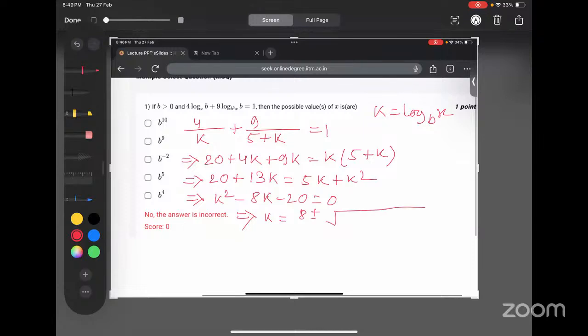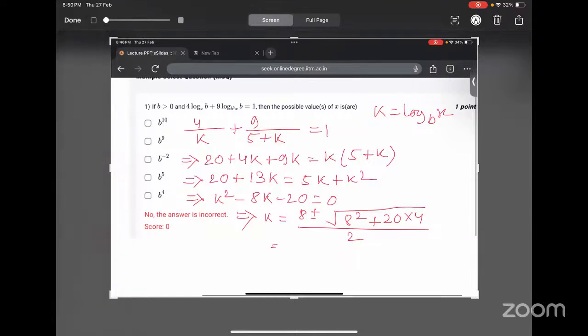8 plus minus. Okay. Then what we will get? 144, it's plus minus 12. 8 plus minus 12 by 2, that is 10 and minus 2, right? Yes. So 10 and minus 2 are the roots. And that means k equals to 10 or minus 2.